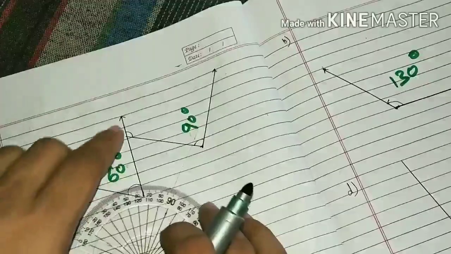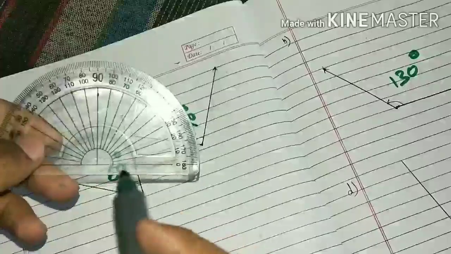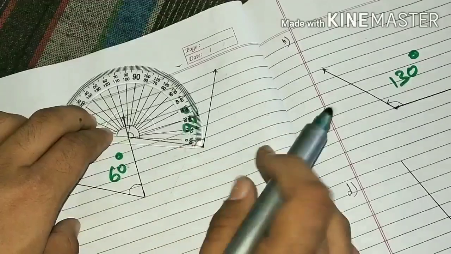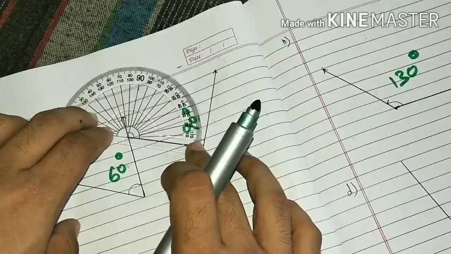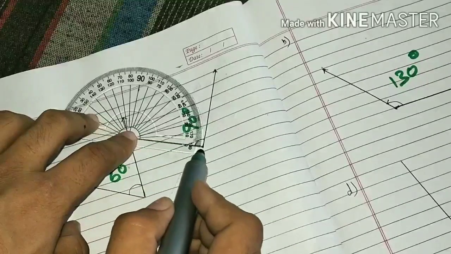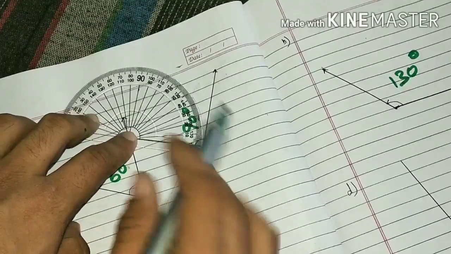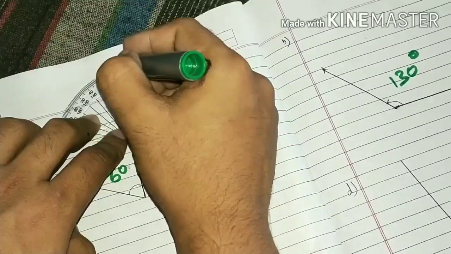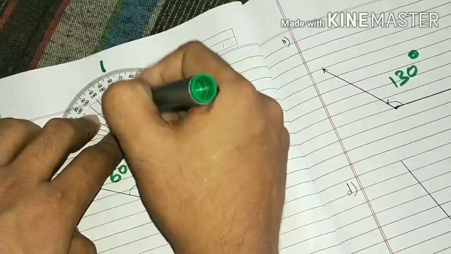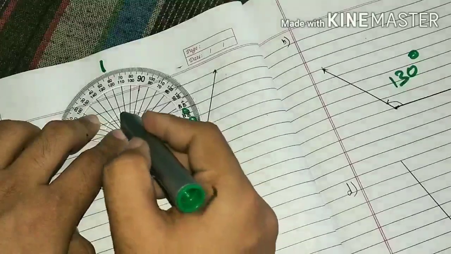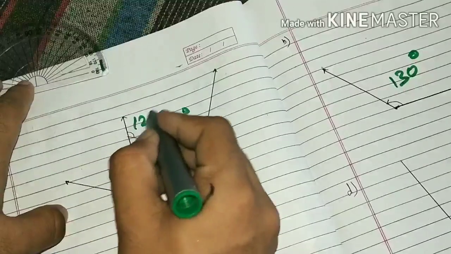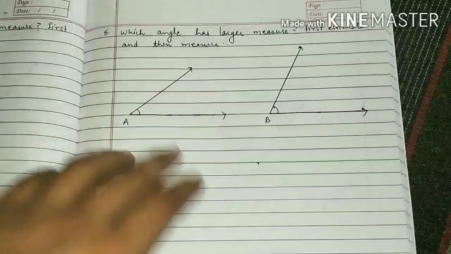Now measure this angle. Okay, so what you have to do, keep this middle point of the protractor at the vertex, and also see that these two lines, the 0 degree line of protractor and this line must coincide. Now it is coinciding. Now see the angle. If you extend this line, this will come up to here. So what is the angle here? 120 degree.